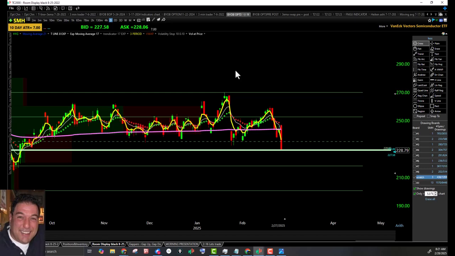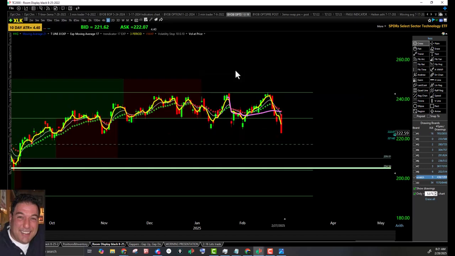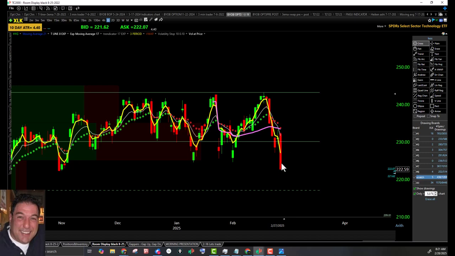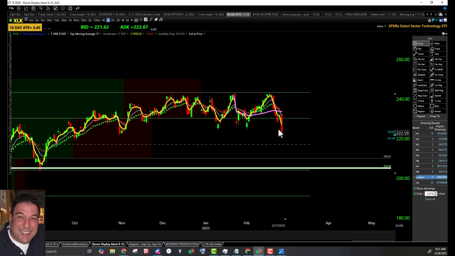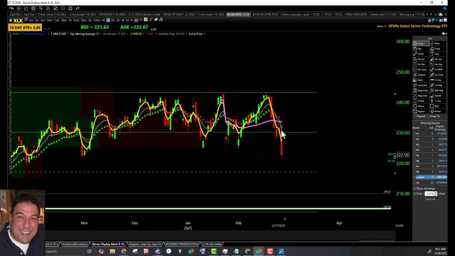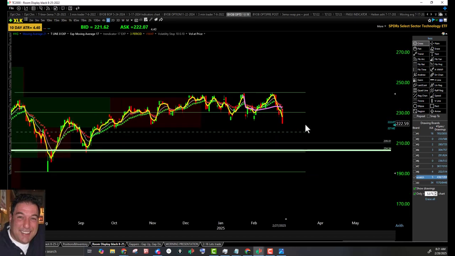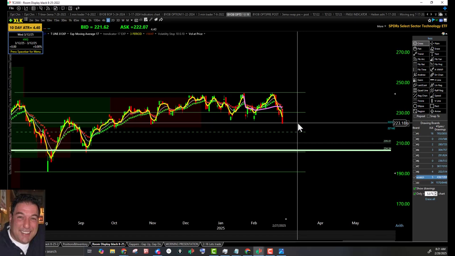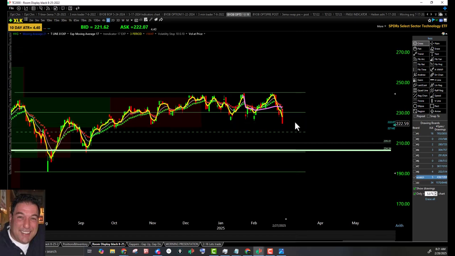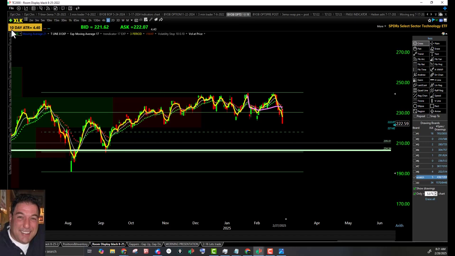Let's take a look at XLK. Technology, all right, lower high, lower low, closing under the bearish trap, underneath the 17 EMA. Just neutral here on XLK. Just think about it. 1, 2, 3, 4, 5, 6, 7 days ago, they made a new all-time high, and they're already back here at the neutral area. So there's XLK. Nothing bullish going on today, or at least yesterday. So there's XLK, just neutral right now.